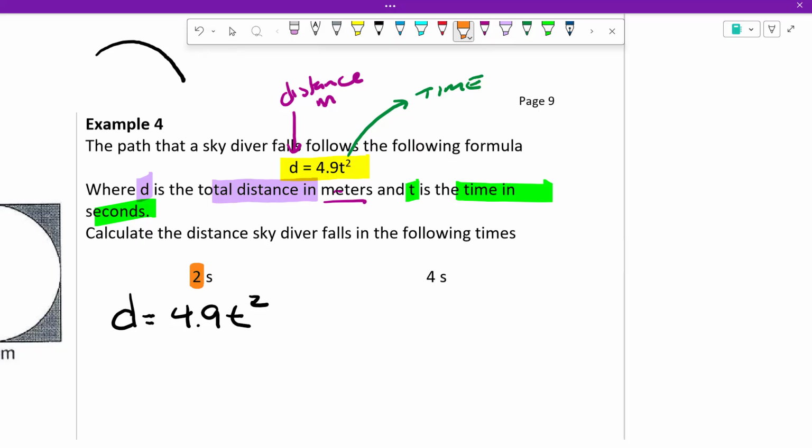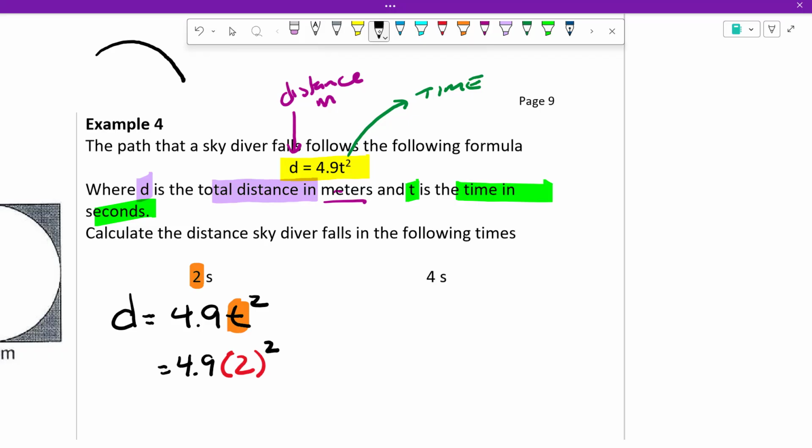It's talking about time. So all you're going to do is replace the T with the number 2. Remember when we do this, we do it with brackets. So the T comes out, you stick the number 2 in, and everything else stays the same. All right? You got half the marks right there. Now all you got to do is calculate according to BEDMAS.